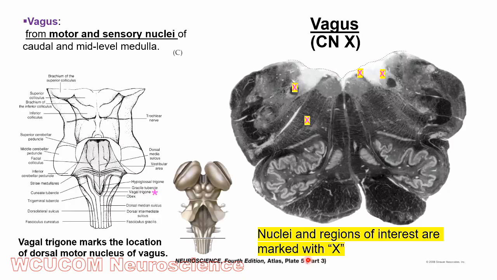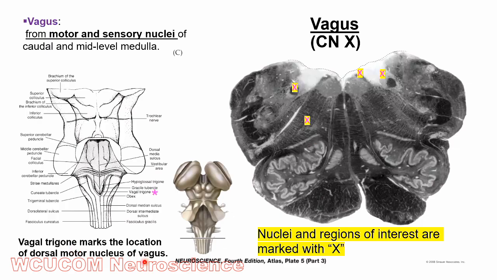So the vagus, as a summary, originates from motor and sensory nuclei of the caudal and mid-level medulla. So we could look at a slab of medulla, various levels, to get to the nuclei of the vagus nerve. So nuclei and regions of interest are marked with the letter X's. Okay?